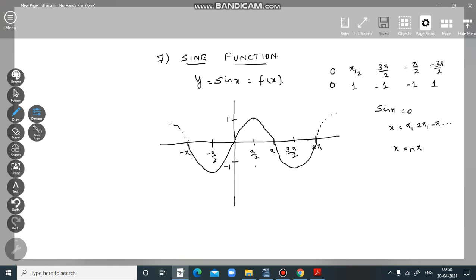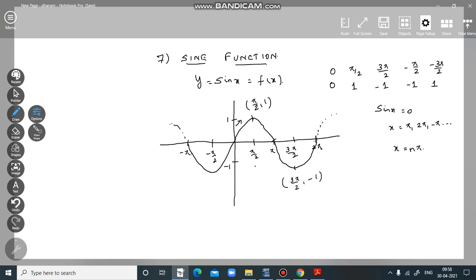And 0 to 2 pi is known as one complete period of the sine graph. Let us see in that interval when it is increasing and when it is decreasing. From 0 to pi by 2, we are able to see that it is increasing. This point is (pi by 2, 1). And this point will be (3 pi by 2, minus 1).